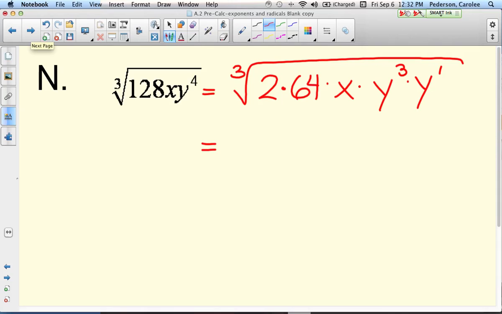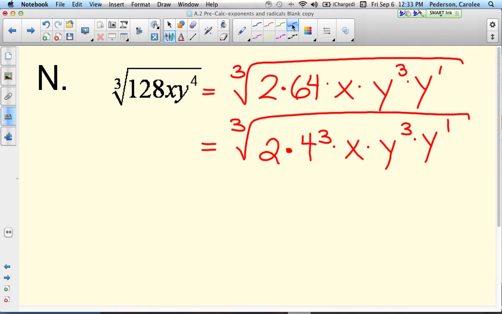So take a moment on your own and try some numbers raised to the third power. Maybe 2 raised to the third, that's 8. 3 raised to the third, that's 27. 4 raised to the third is 64. So if you're not sure, just try a few numbers with your calculator if you don't have those perfect cubes memorized quite yet. So 2, and then we change that 64 to 4 cubed, and then x, y cubed, and y to the 1 still stay as it is.